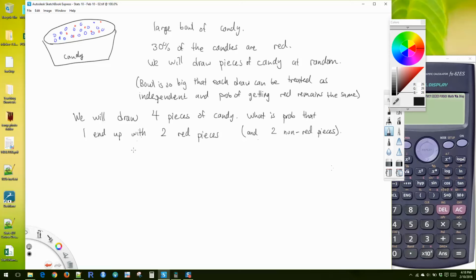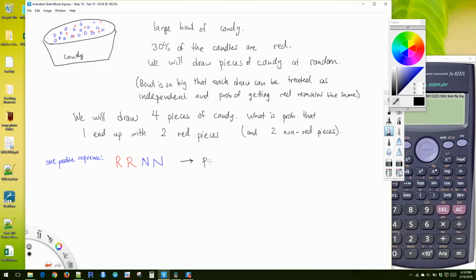Okay, so let's start off with one way we can get 4 pieces of candy. I'm going to say red, we'll call it R. So one possible sequence is to get red, red, and then non-red, non-red. All right, what's the associated probability?